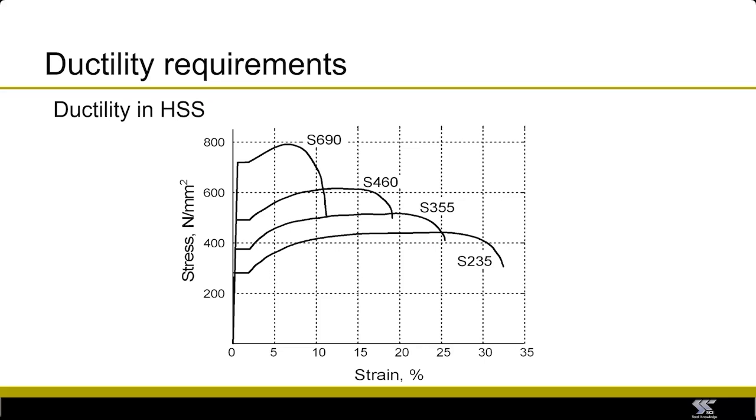So because of this, the use of high-strength steel should be limited to applications that do not require a significant amount of ductility. For example, high-strength steel should not be used when carrying out a plastic hinge analysis.